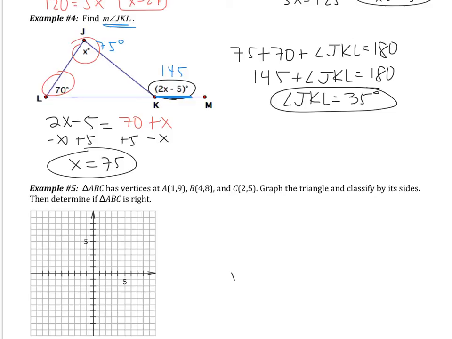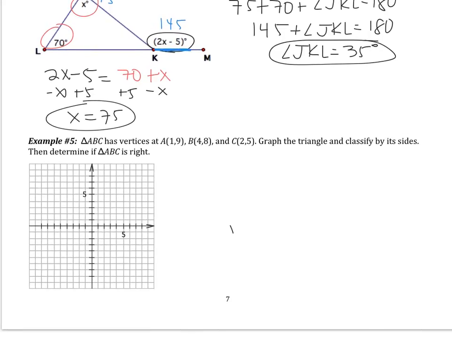Okay, so hopefully we now understand the idea of exterior angles. Let's move on to example 5. Everyone right now should be on example 5. So this one says triangle ABC has vertices at 1, 9, 4, 8, and 2, 5. Graph the triangle and classify by its sides, then determine if triangle ABC is right.